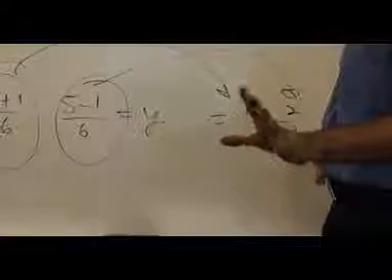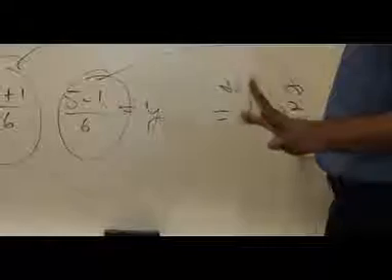6 over 6 is 1. 5 minus 1 is 4. 4 over 6 is 2/3. So I've now found out that y equals 1 and 2/3. But I don't care about y. I care about what I set y equal to.